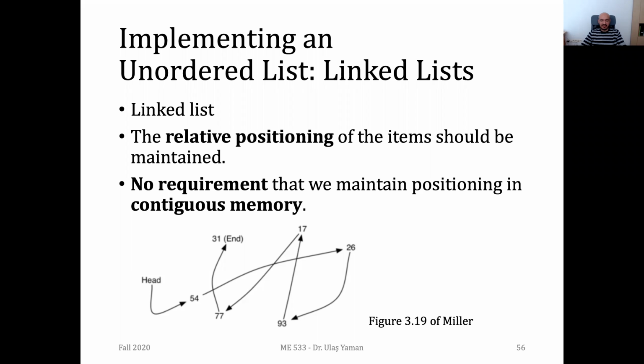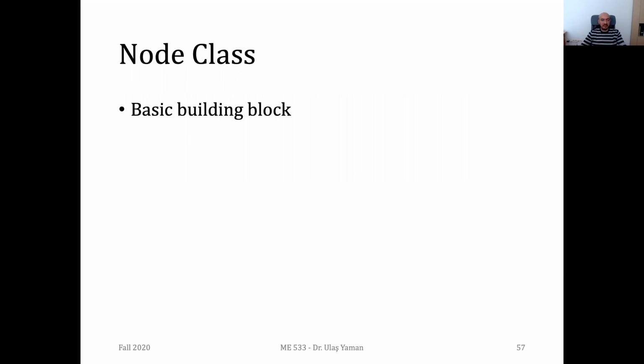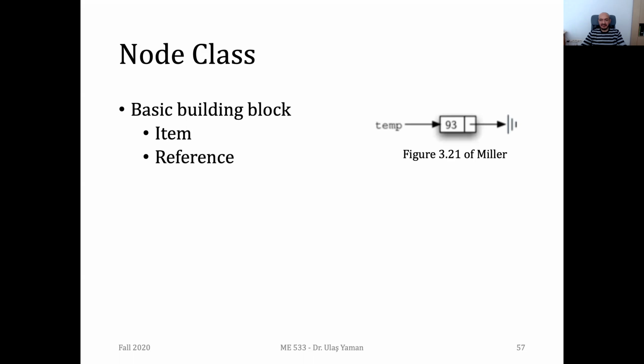So now, let's go into details of the implementation. We need to have a node class, and that will be the basic building block in our implementation. And in that class, we need to have the value of the item, and we need to have a reference to the next item in our data structure.